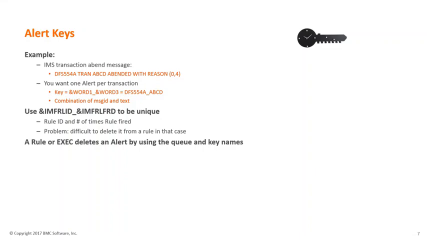Now, another way to create unique keys is to use the IMF rule ID and the IMF rule fired. The problem with these, though, is it's difficult to identify what the alert key was if you want some subsequent automation to clean that out and delete it. So the message ID and the object name typically work the best if those values are available to you.